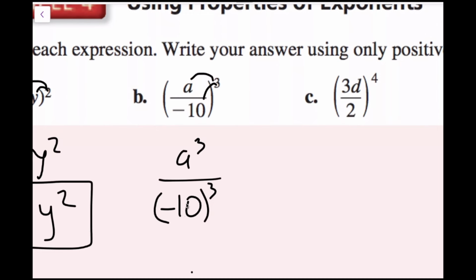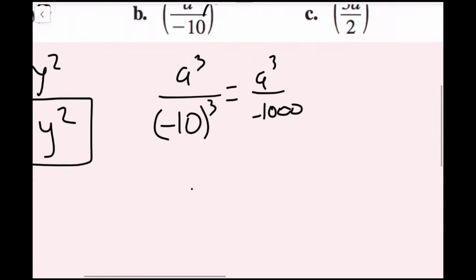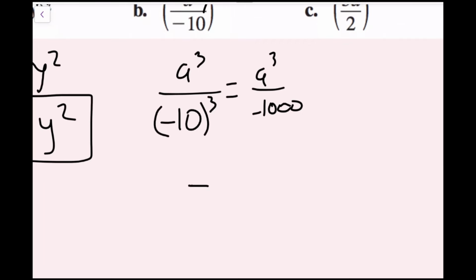Okay. And then 10 to the third power is going to be 1,000. So this is going to be a to the third over negative 1,000. And that simplifies to negative quantity, a to the third over 1,000. So now we're done with part B.